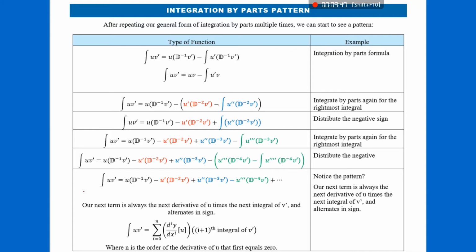Okay, so if I keep expanding this forever, I'm going to end up with this pattern, where the integral of u v prime is equal to u times the integral of v prime minus u prime times the second integral of v prime plus the second derivative of u times the third integral of v prime minus the third derivative of u times the fourth integral of v prime plus the fourth.